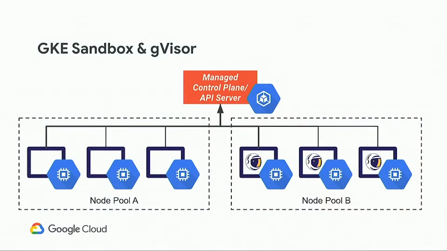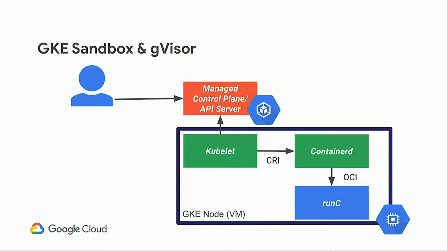And so what GKE Sandbox allows you to do is create node pools that have gVisor enabled. Basically, an extra checkbox in the Cloud Console or an extra flag on gcloud enables you to create a gVisor enabled node pool. And then when you run your workloads in the cluster and you specify gVisor as the runtime, it will schedule and run your workloads on your gVisor node pool.